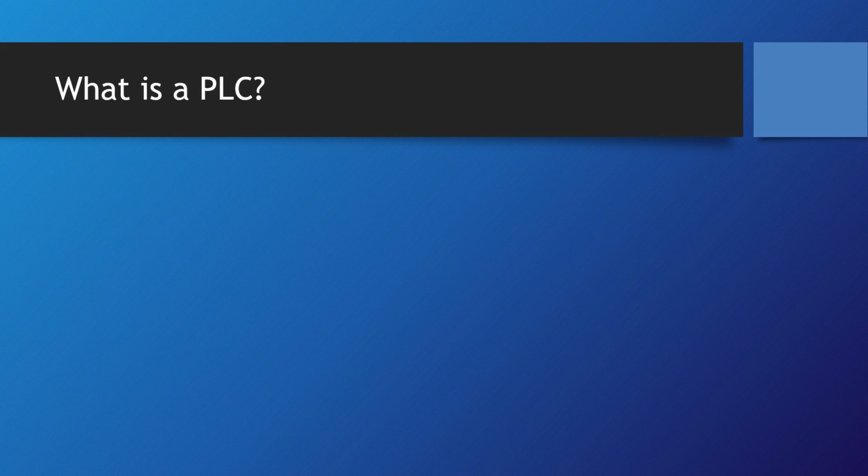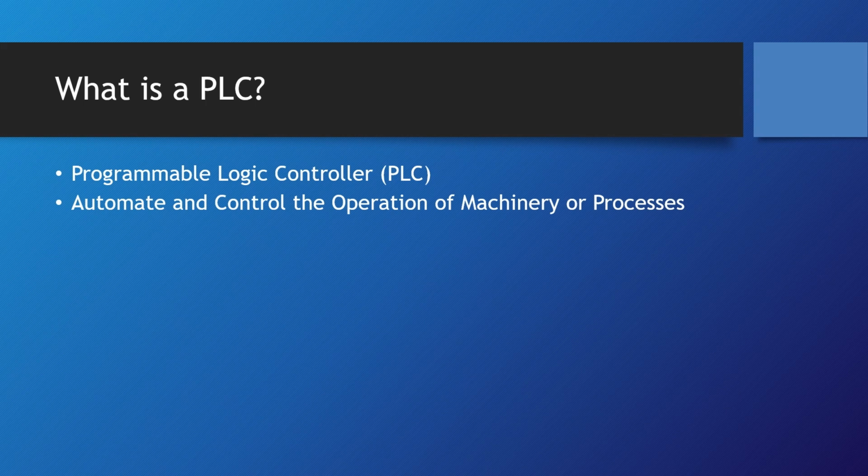What is a PLC? A programmable logic controller, or PLC, is a specialized computer-based device used in industrial automation systems to control and monitor processes. It is designed to withstand harsh industrial environments and is widely employed in various industries such as manufacturing, energy, chemical, and automotive. The primary function of a PLC is to automate and control the operation of machinery or processes. It receives inputs from sensors and other devices, processes the information using programmed logic, and generates outputs to control actuators, motors, valves, and other devices.